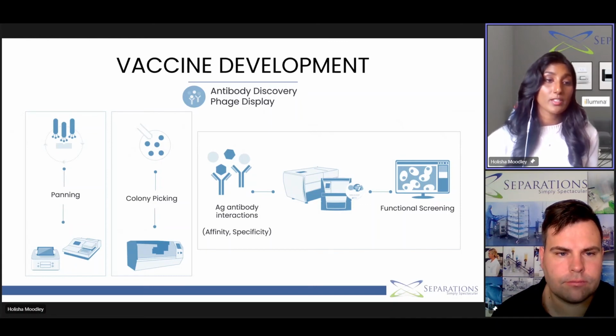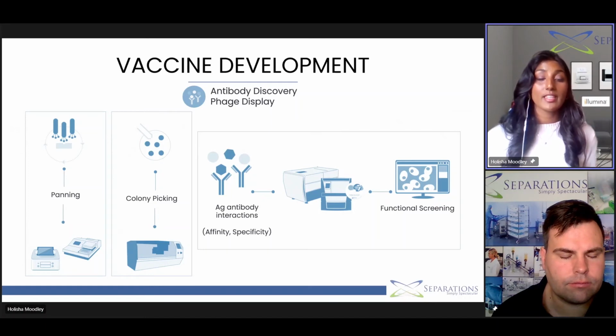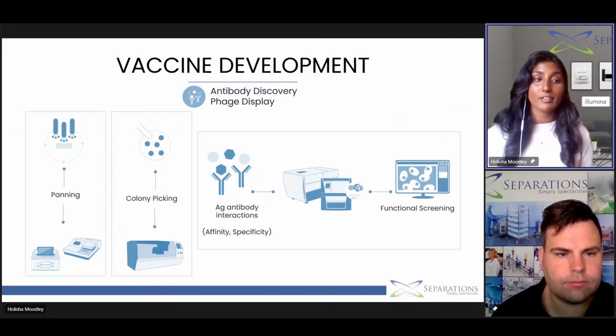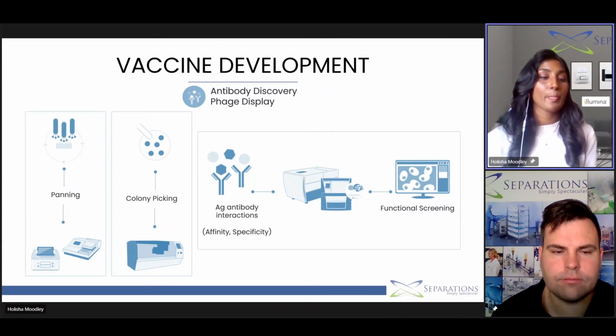The first stage that we look at is panning, and panning is an iterative process to enrich for a specific bacteriophage in a large library or population that shows a high binding affinity for the target. This is done by exposing the library to the antigen of choice, eluting it out, and amplifying only the phages that have the highest binding affinity.